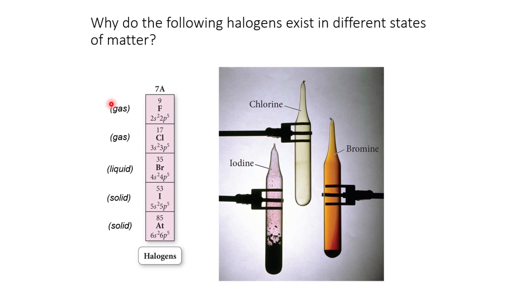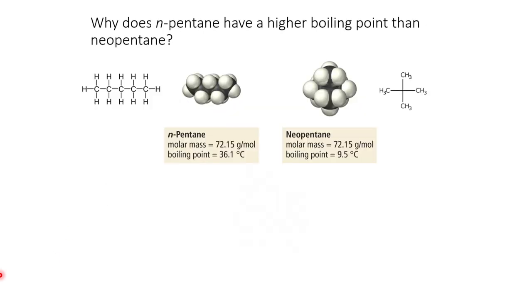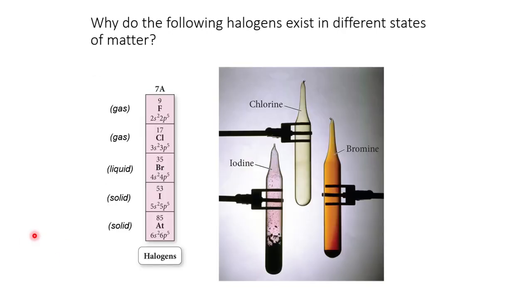Halogens exist in different states. Fluorine and chlorine are gases, bromine is a liquid at room temperature, and iodine is a solid. It's for that same reason. As these get bigger, the electrons are held more loosely, and they're able to form those dipoles.